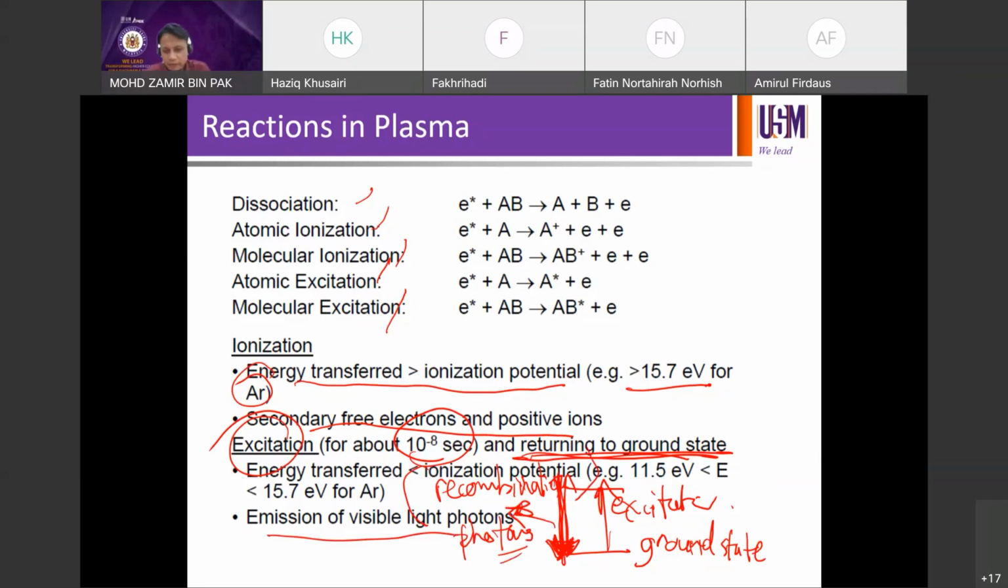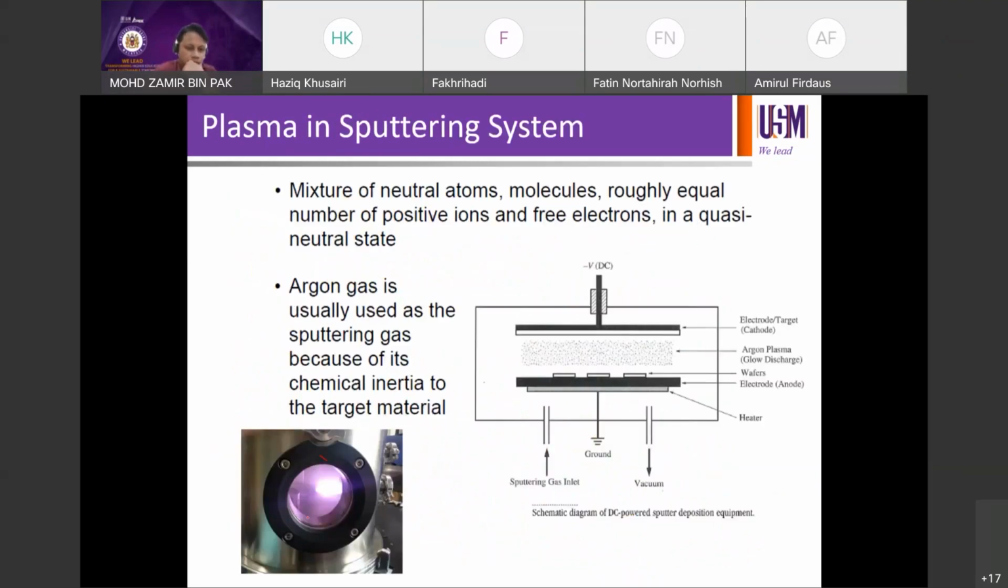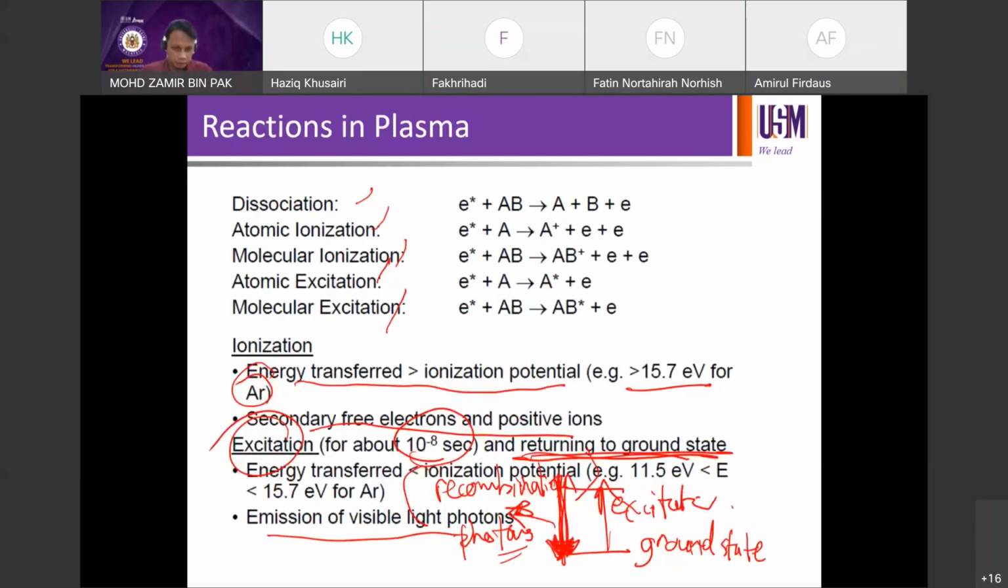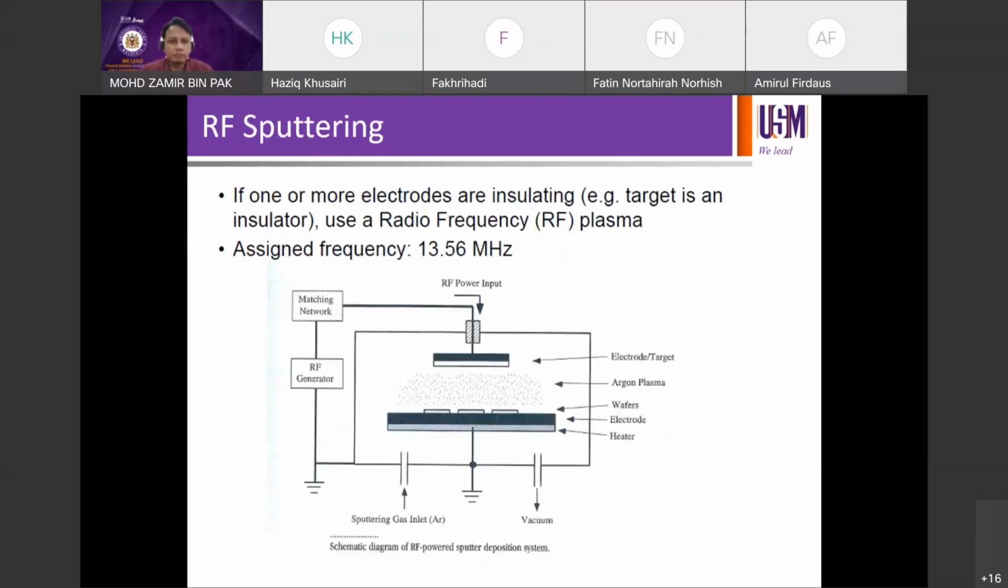Emission of visible light, photons. And as a result, you get to see the plasma. Look here, you get to see the plasma. So it's the radiative recombination process. Recombination, that's what we learned in 306. Returning to ground state, right? So emitting photons. And you get to see the color from the visible light photons.